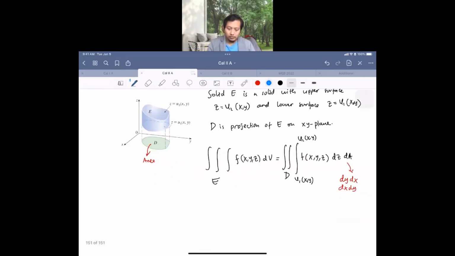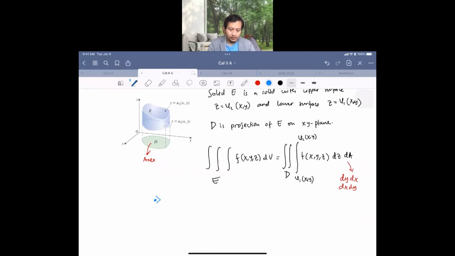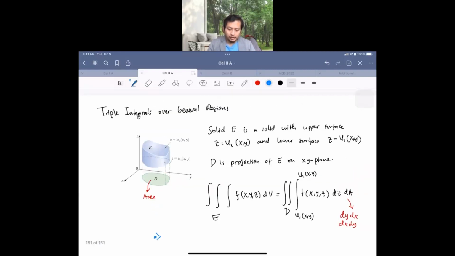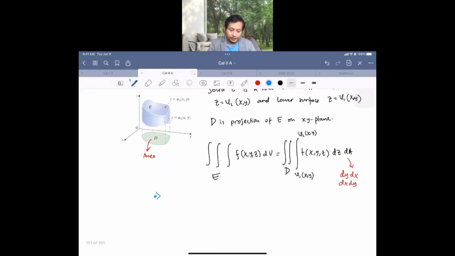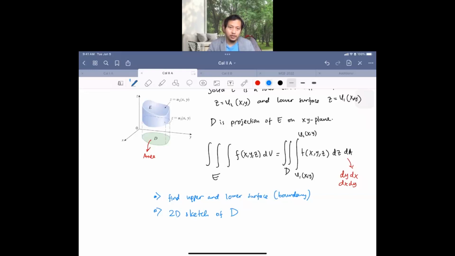Okay, now what's most important here is, in this triple integral over a general region, the first essential thing is we need to find the upper and lower surface. This is for the boundary. And then the sketch of D. Again we need to sketch D, and treat the D as a double integral, as usual.